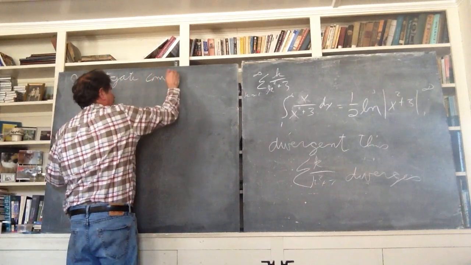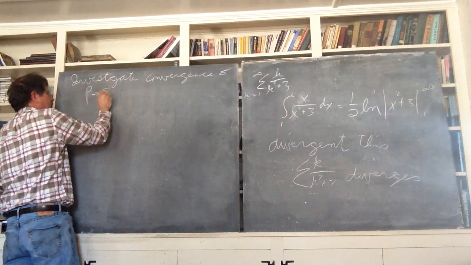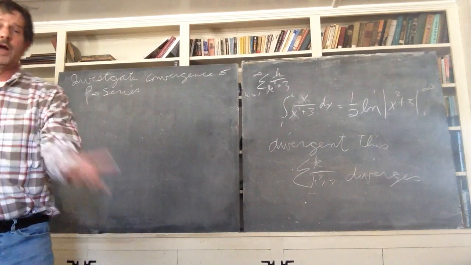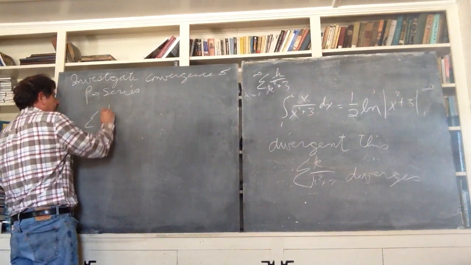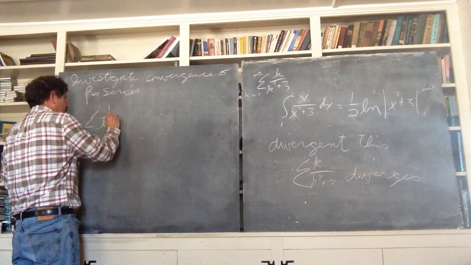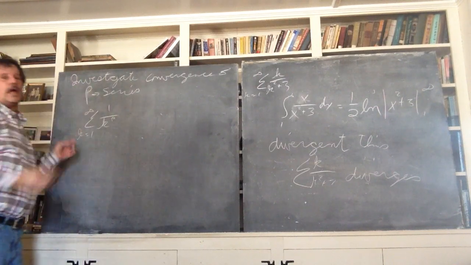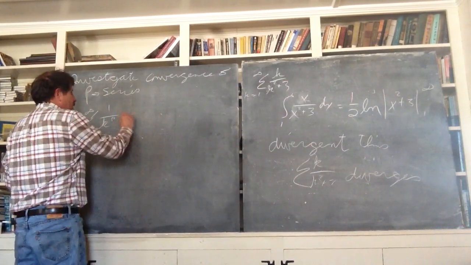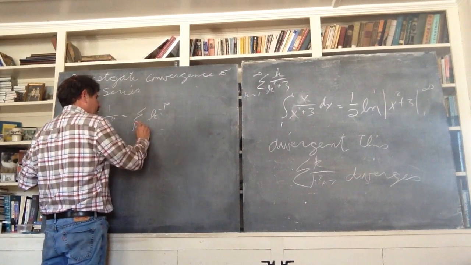P series. Convergence of P series. And so first off, let's define what a P series is. A P series is a series of this form, and we want to investigate the convergence or divergence of this. We can also write it as k to the negative p, k from 1 to infinity.